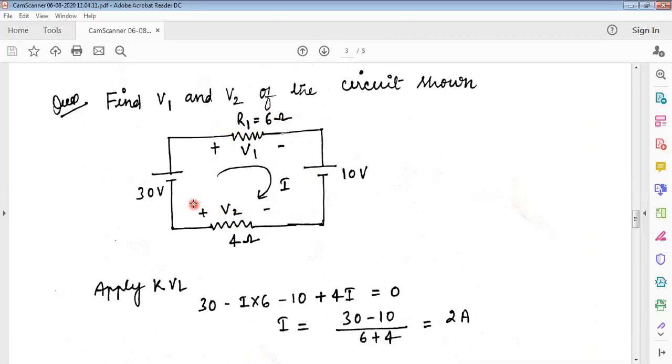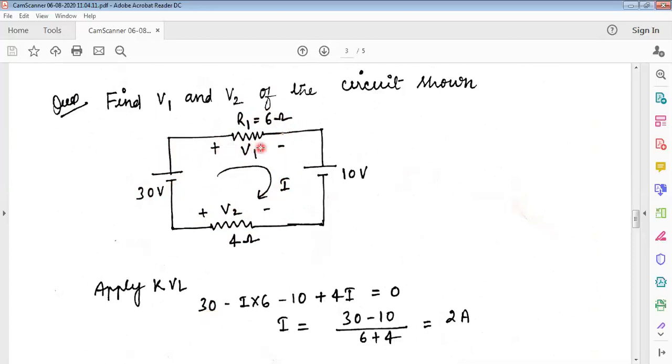So whatever I am telling you: mark the direction of the current. If you are moving in the same direction as the current, then for a battery or voltage source, if the minus sign is coming first, take that value as positive. If you are moving in the direction of the current, take that drop as a minus. And if you are moving opposite to the direction of the current, take that drop as a plus. Clear? So here I have applied it: I am moving like this, minus is coming first, so I have written positive 30.